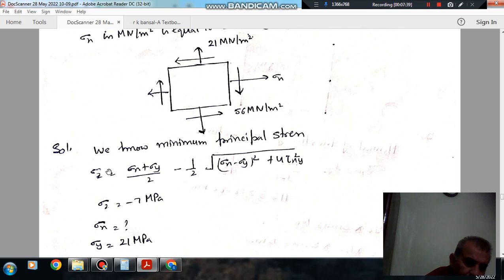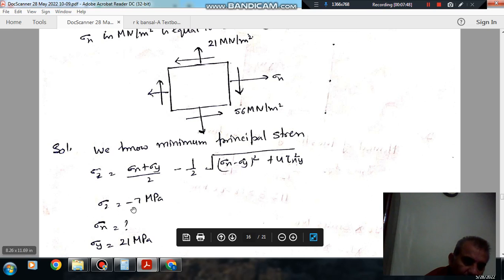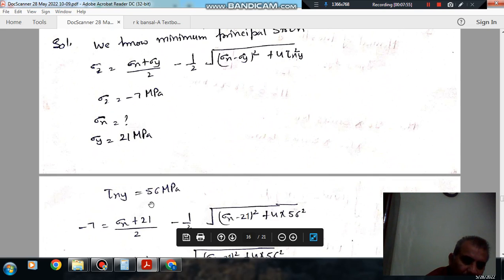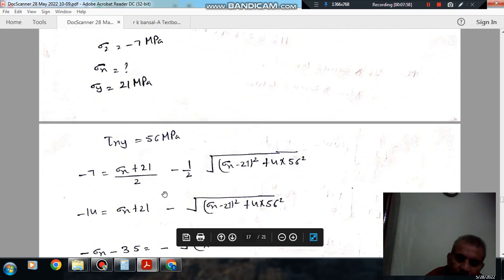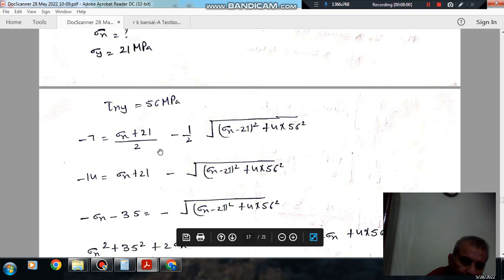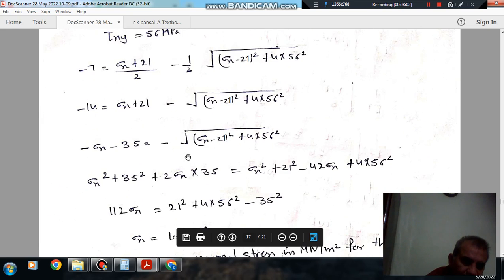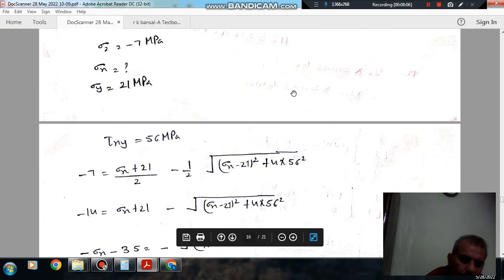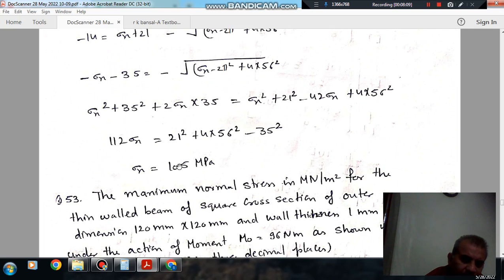Minimum principal stress sigma 2 is (sigma x plus sigma y) by 2 minus 1 by 2 square root of (sigma x minus sigma y) square plus 4 tau xy square. So that is given as minus 7, and sigma x is not known, and sigma y is your 21 MPa, and tau xy is your 56 MPa. So putting the values here, the only unknown thing is your sigma x. We use that formula straightforwardly. Okay. So sigma x comes out as 105 MPa.